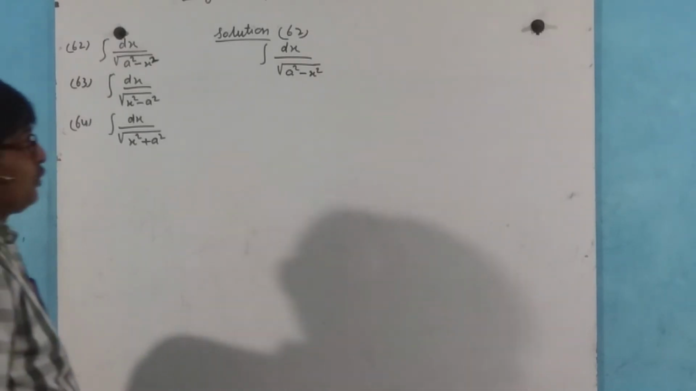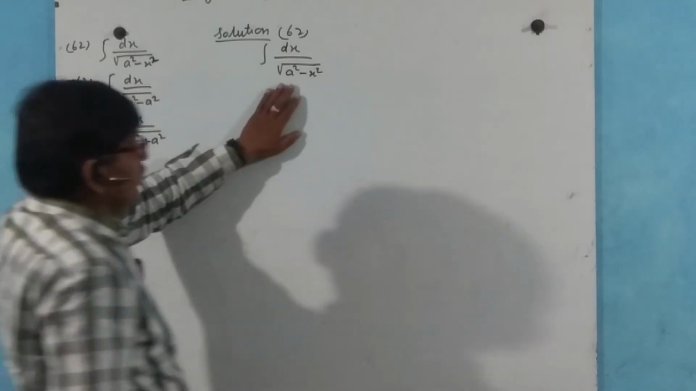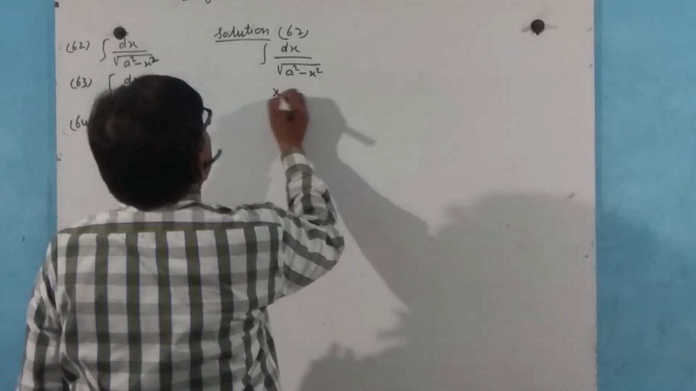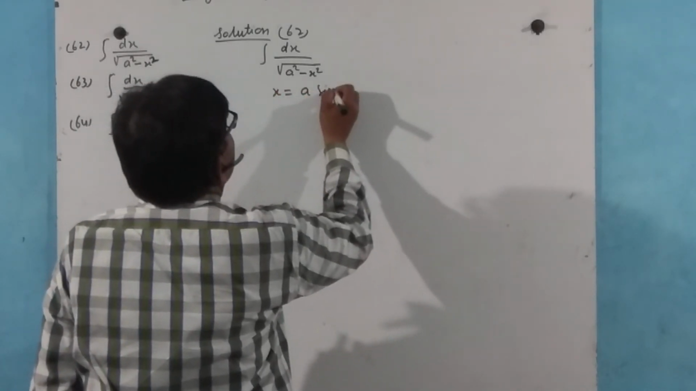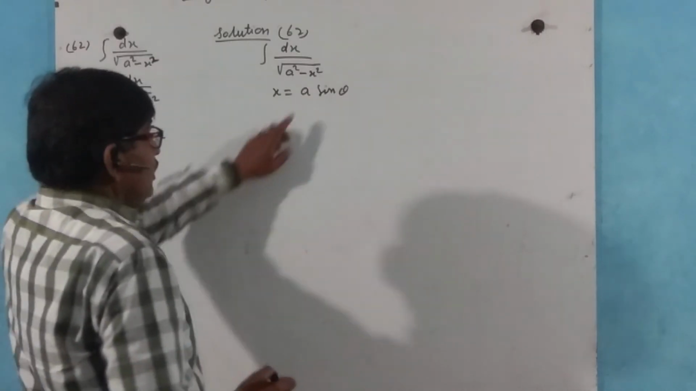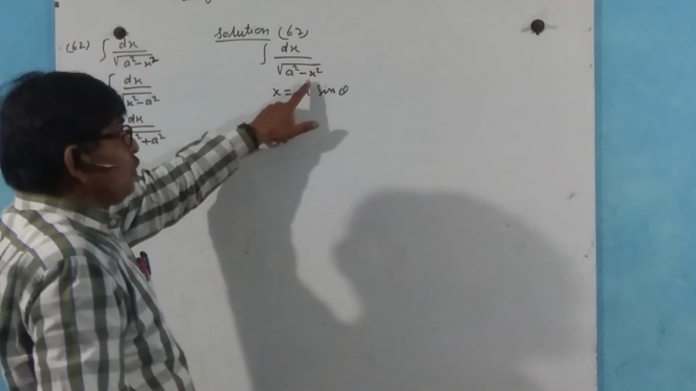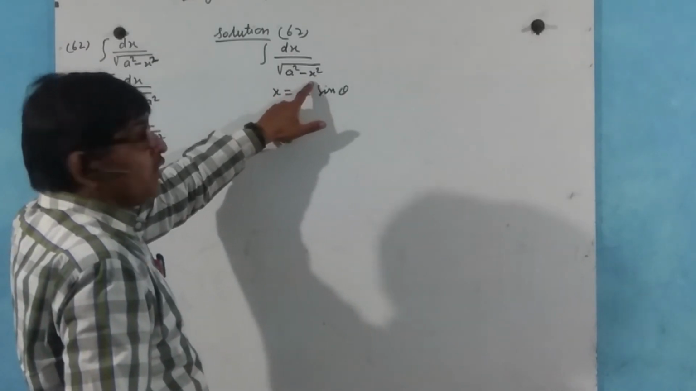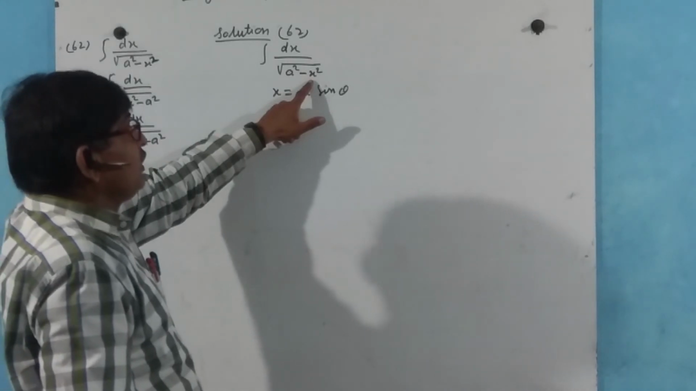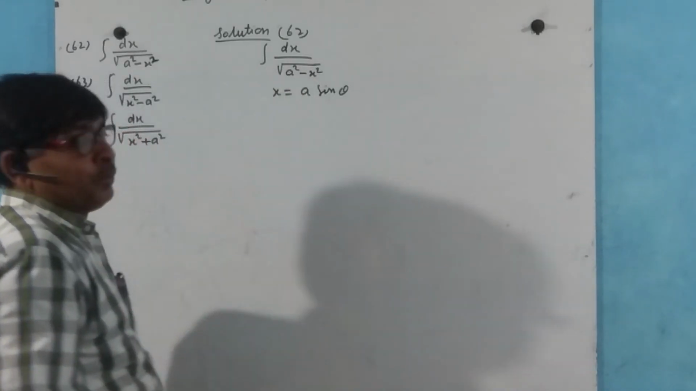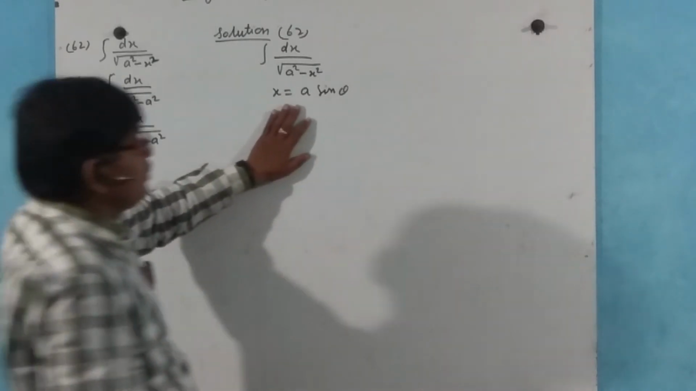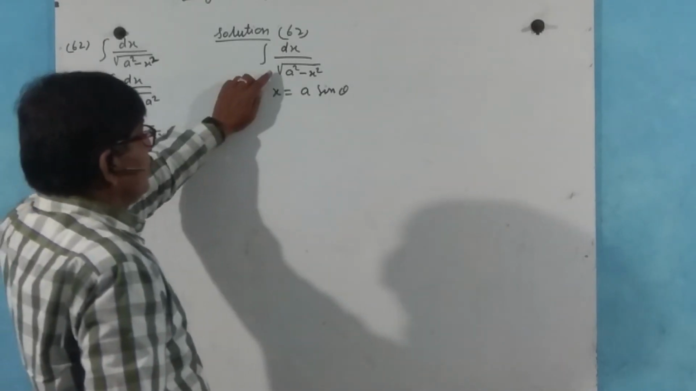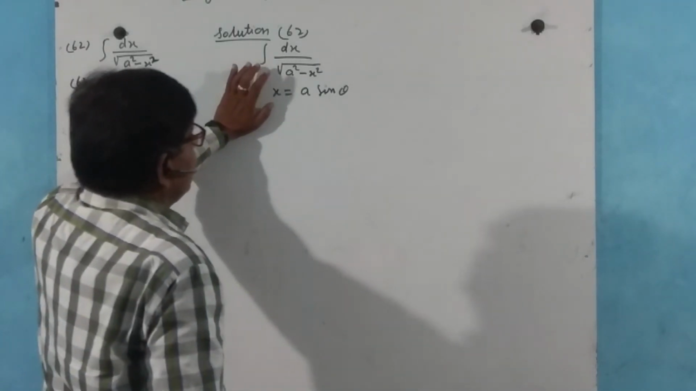According to the substitution method, in this case we substitute x equal to a sin theta, so that a square sin square theta, so that here comes 1 minus sin square theta, that is equal to cos square theta, so that the under root is removed. In such types of problems we choose the substitution such that it solves easily.